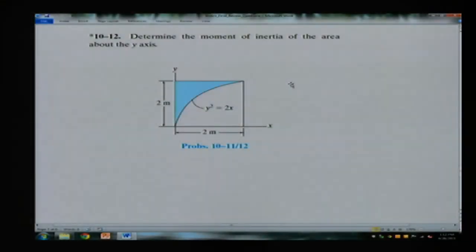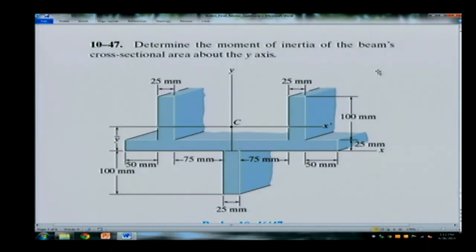So you're talking about this one. Determine the moment of inertia of the beam's cross-sectional area about the y-axis. For this problem, we need to use the parallel axis theorem: the moment of inertia of that segment about its centroidal axis plus the area of that element times the distance squared between the two axes. That'll become a bit more evident after the problem.